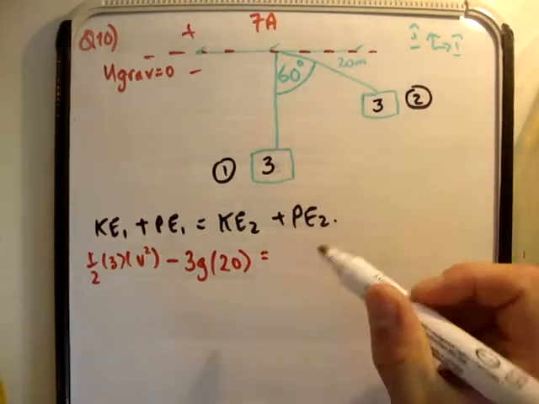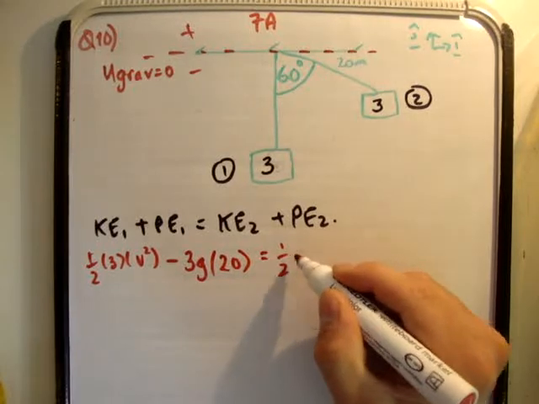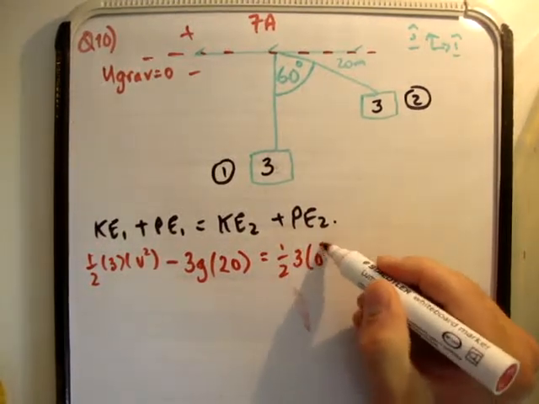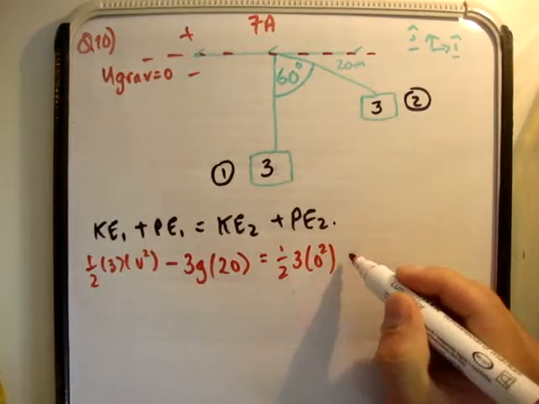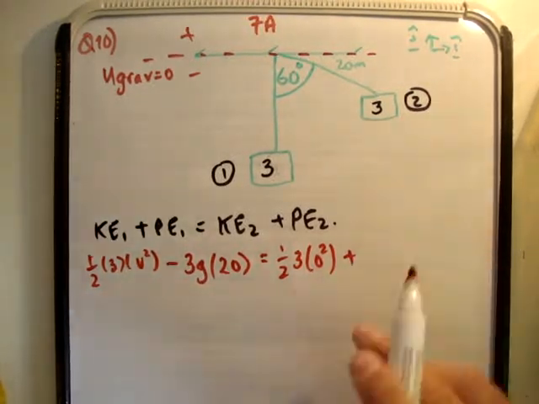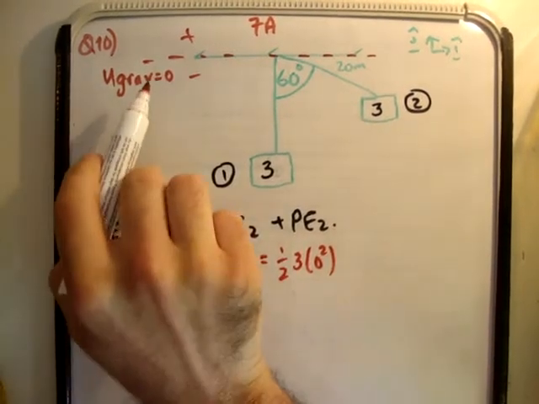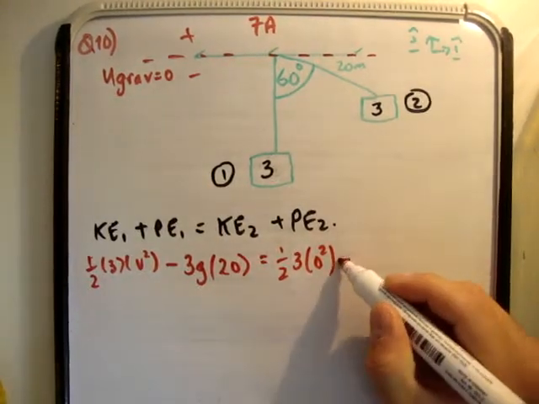And then we have the kinetic energy at point 2. Now it's after coming to rest, so the kinetic energy is a half times 3, so we know what the mass is, times 0 squared. And we have the potential energy, so it's not going to be plus, it's going to be a minus sign because, like I said, we have negative gravitational potential energy.